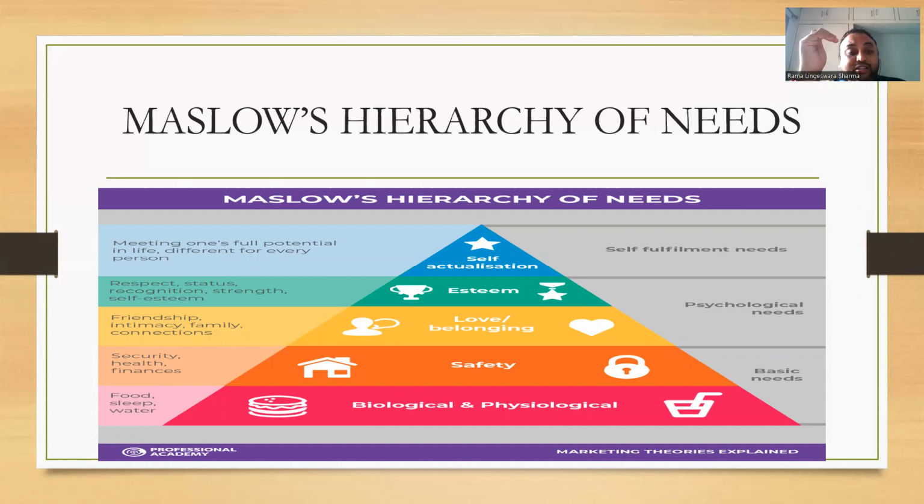That is at the lower level of needs. Biological and psychological, you have to give food, sleep, water, they must be provided with all this. At the security needs, security, health, finances, these must be taken care of. At the love and belongingness, friendship, intimacy, family, connections, etc., they must be taken care of. Esteem, respect, status, recognition, strength, and self-esteem. Self-actualization, meeting one's full potential in life, different for every person. Right?